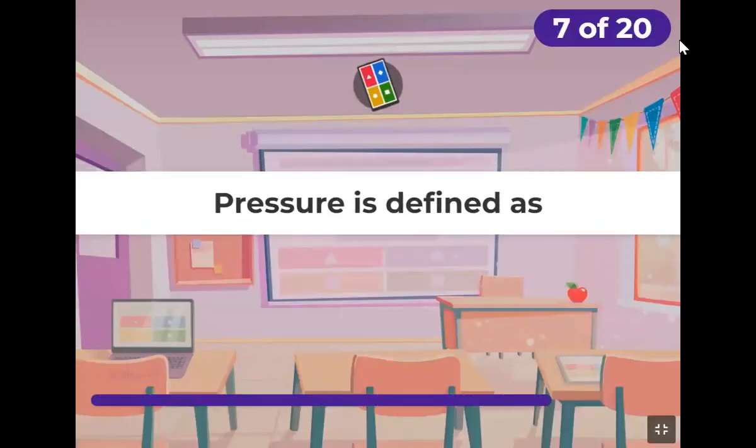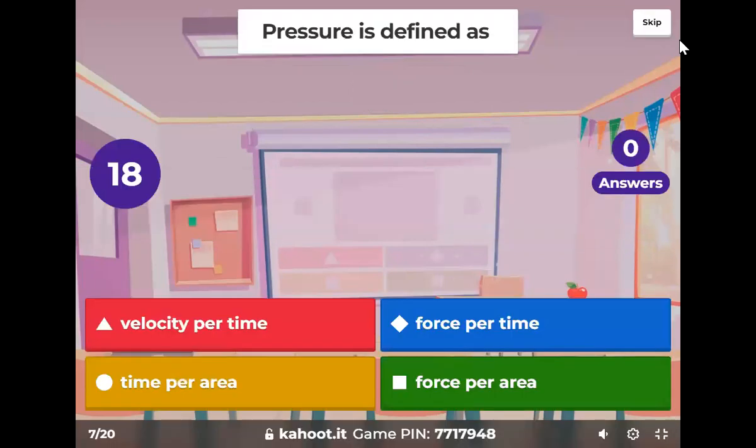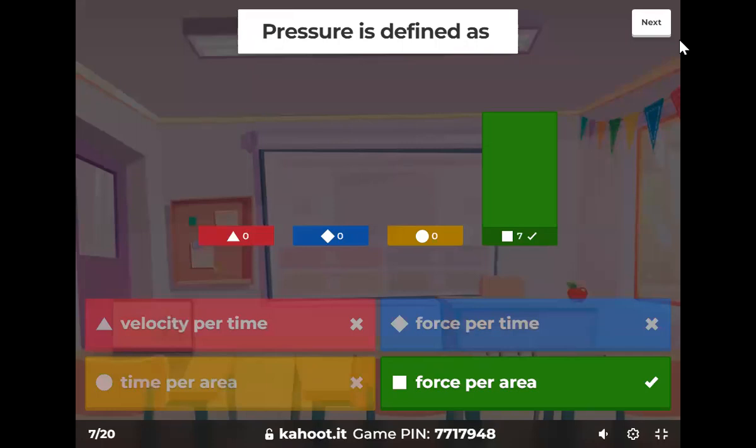Pressure is defined as, you guys remember a bed of nails? Remember the longest straw you can use on Earth's atmosphere? Pressure. It's pressure. Yeah, force per unit area. There you go, force per unit area.